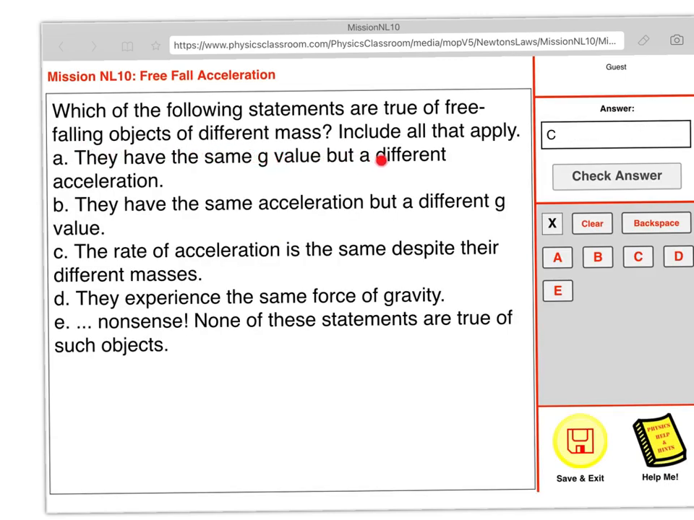So they do have the same g value and the same acceleration. The rate of acceleration is the same despite their masses. That's the correct answer. They experience the same force of gravity? No, they experience the same acceleration, but different forces of gravity. And that's not true either.